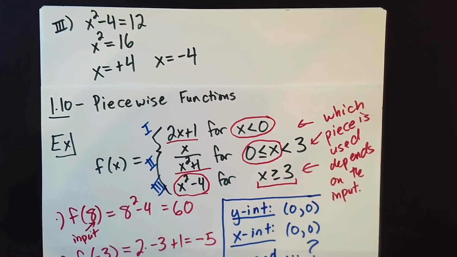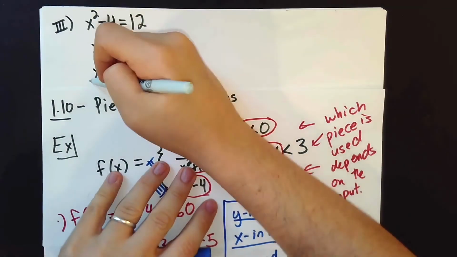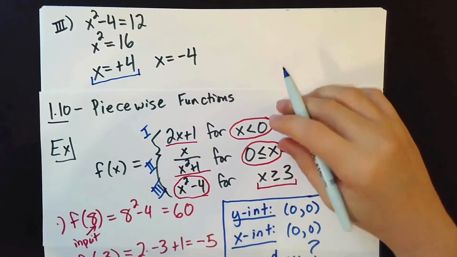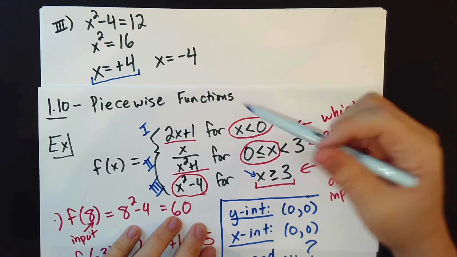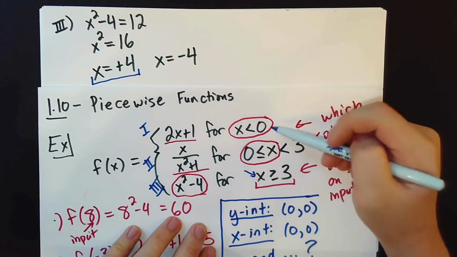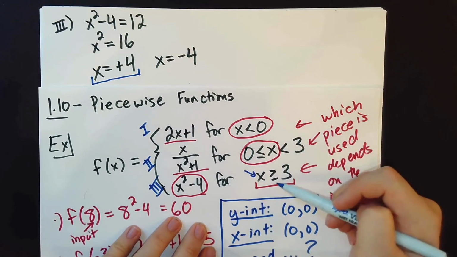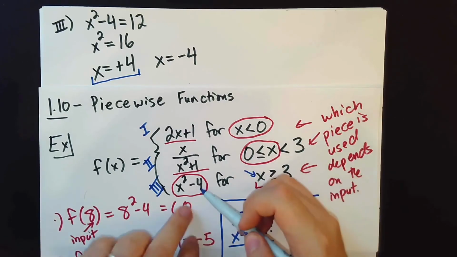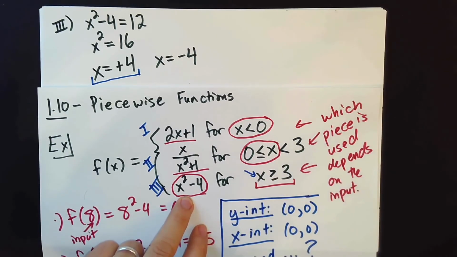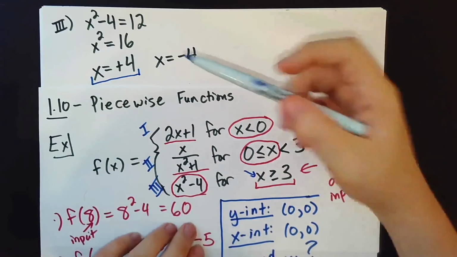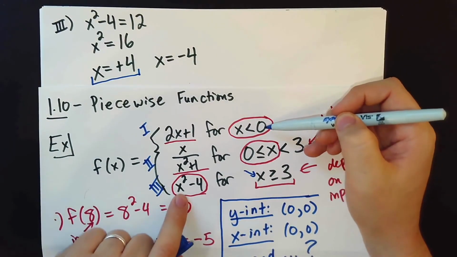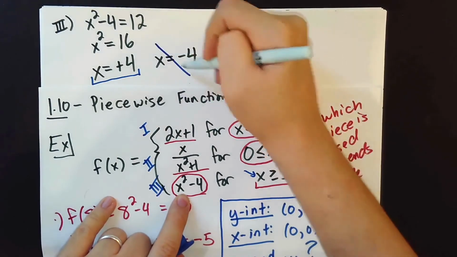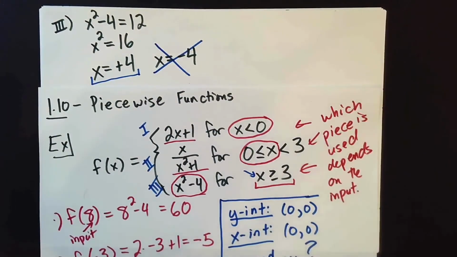If you said one of them works, and the one that works is x is plus 4, you are correct. Because if x is plus 4, when I follow my rule, I find out that x equals plus 4 gets plugged into this line, because 4 is greater than or equal to 3, and that is exactly the thing we were solving for. 4 squared minus 4 is 12. Okay. Minus 4, though, that would get plugged into the first line. It does not get plugged into x squared minus 4, so this is not a real solution.